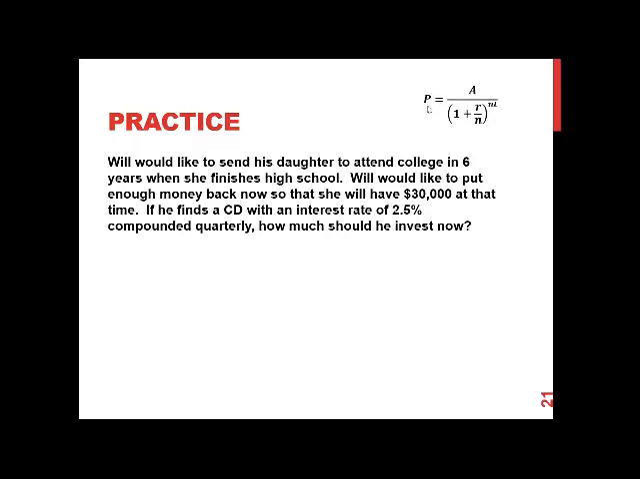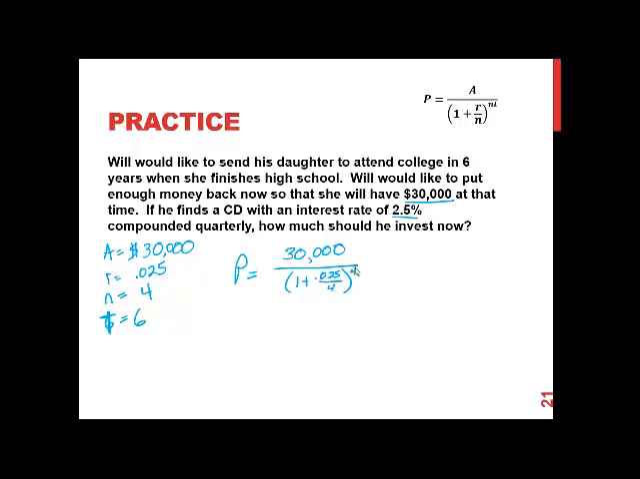And we again have the present value equals the amount we want to have divided by our glob of stuff. So we have the desired amount, $30,000. We have our interest rate, 2.5%. And we have our compounding quarterly, so that's 4 times a year. And he's down to 6 years, so t equals 6. So our present value, the amount we need to invest, is going to be 30,000 divided by 1 plus 0.025 divided by 4, all raised to the 4 times 6.